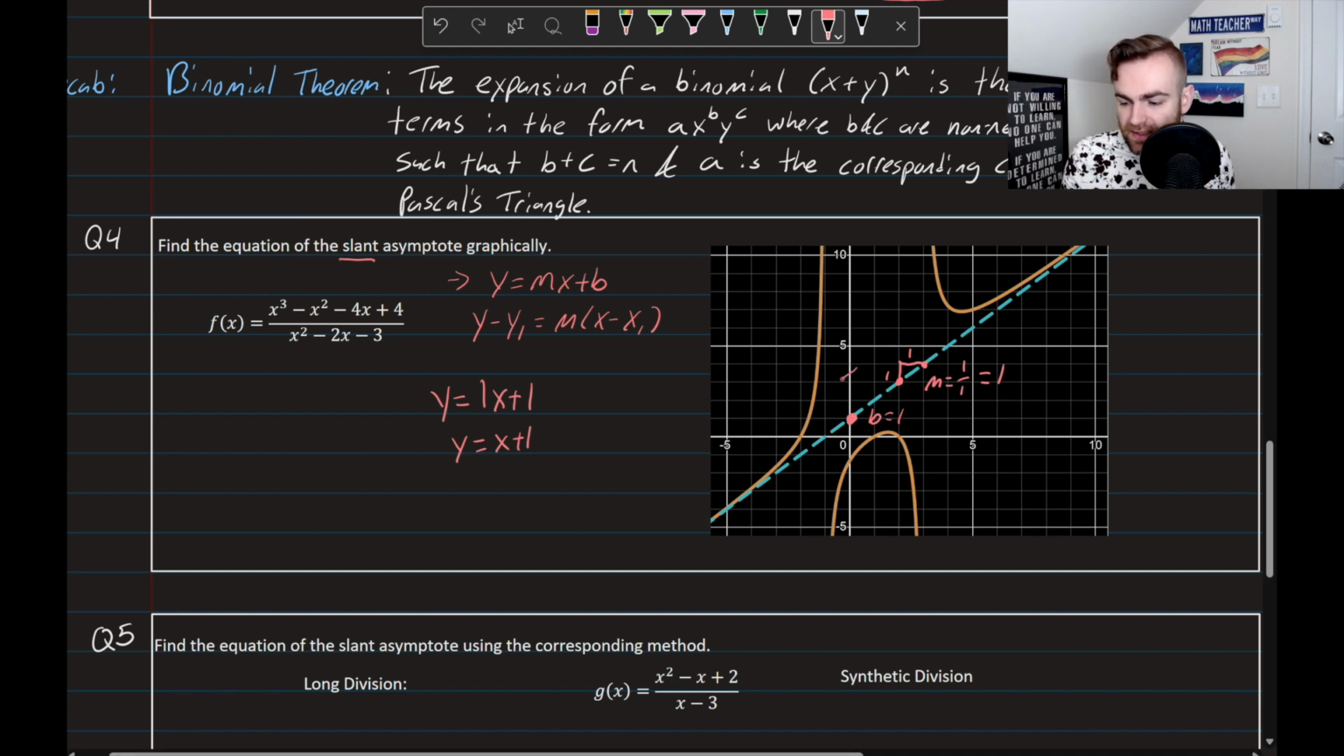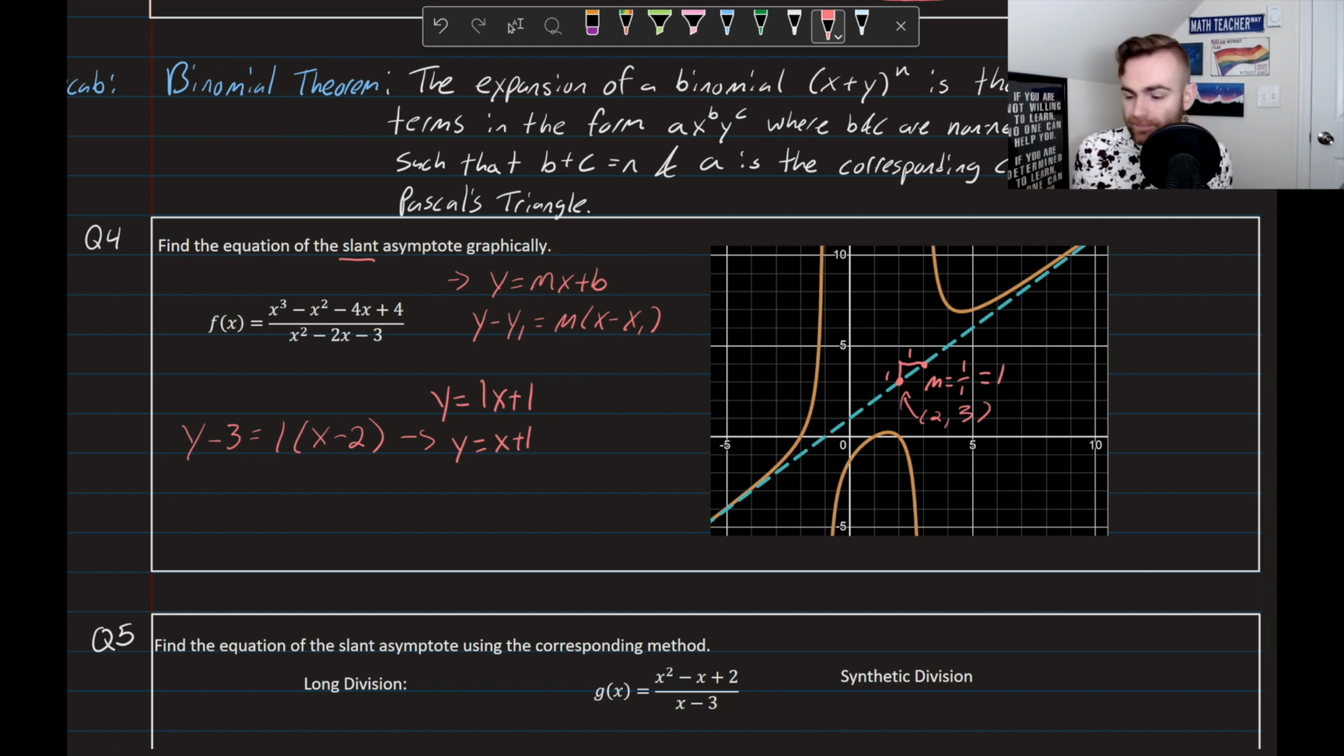Let's say it crosses somewhere like here. You really can't tell what that is. So let's use one of the nice points that we found before. If we use this point here, it has an x value of 2 and a y value of 3. So for point-slope form, that would look like y minus 3 is equal to 1 times x minus 2. Cool thing is if we simplify this, we do get back to slope-intercept form, which is the most simplified version of a line.